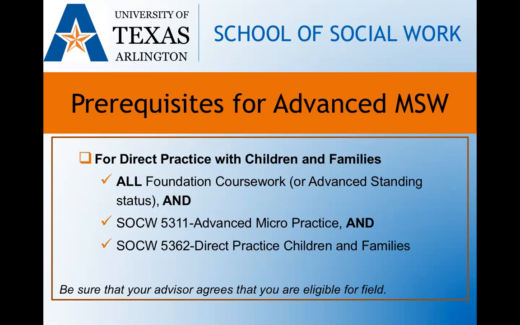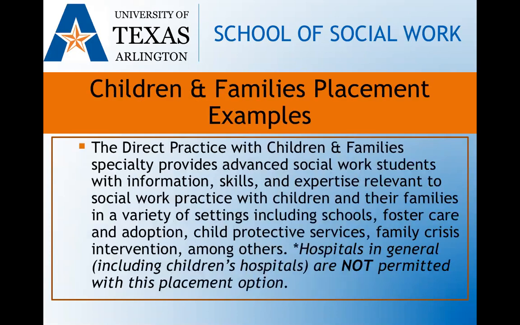On the call today, we have students who are specializing in children and families, and we also have students specializing in mental health. So let me talk a bit about children and families first. You'll be ready to enter your field placement once you've completed 5311, which is your advanced micro practice class, and social work 5362, which is your direct practice with children and families. Once you've completed both of those, you'll be able to go into field that next semester.